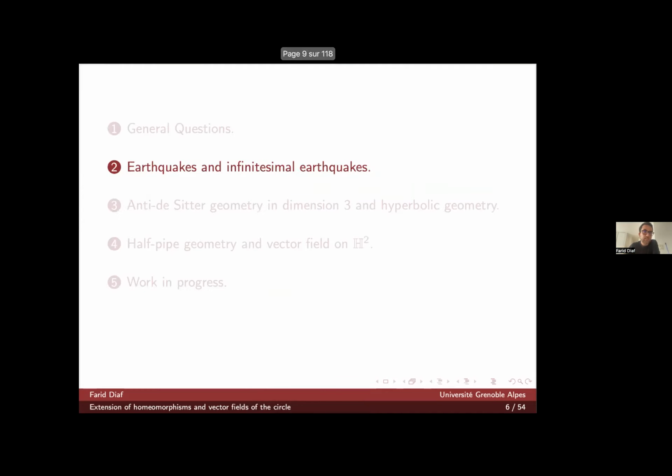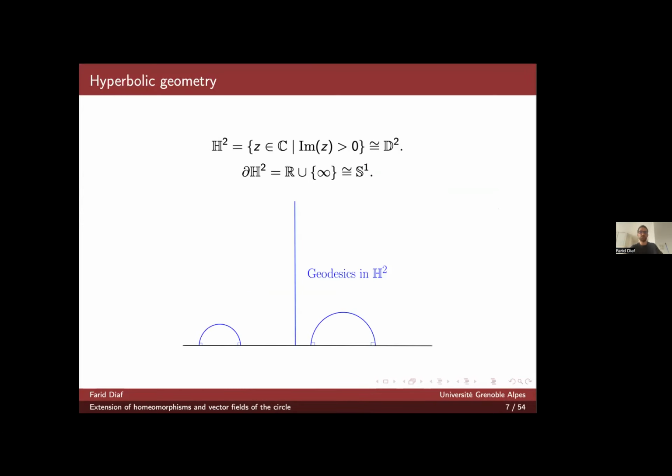Okay, so let's talk about earthquakes and infinitesimal earthquakes. I need to introduce some background on hyperbolic geometry. So the hyperbolic space H2 is the following space. This is the set of complex numbers with positive imaginary part, which is conformal to the unit disk. The boundary of H2 is R union infinity, and this is S1, okay?